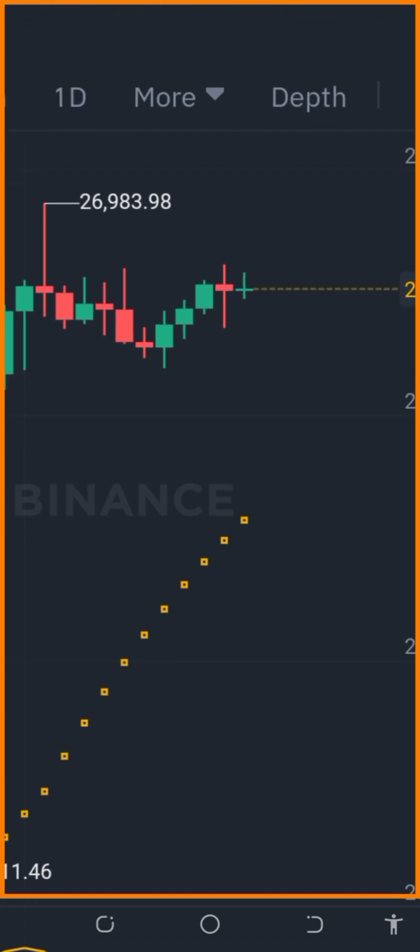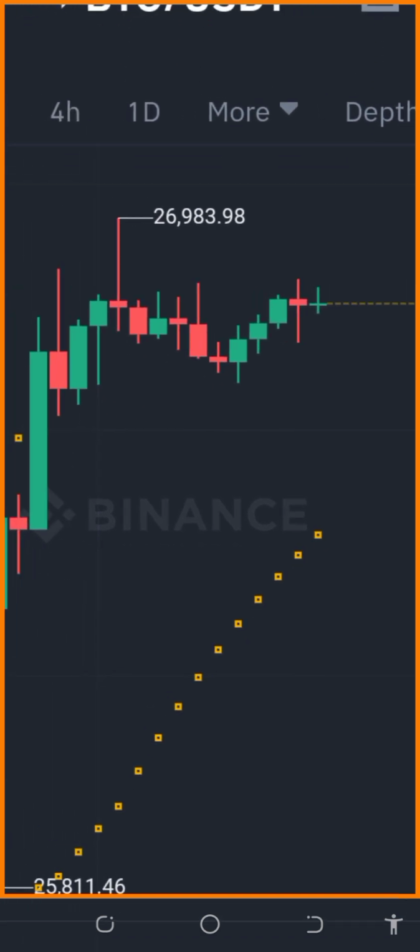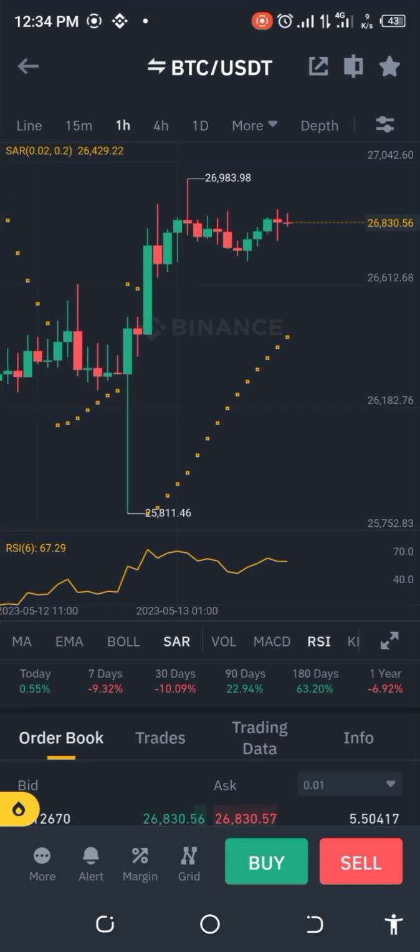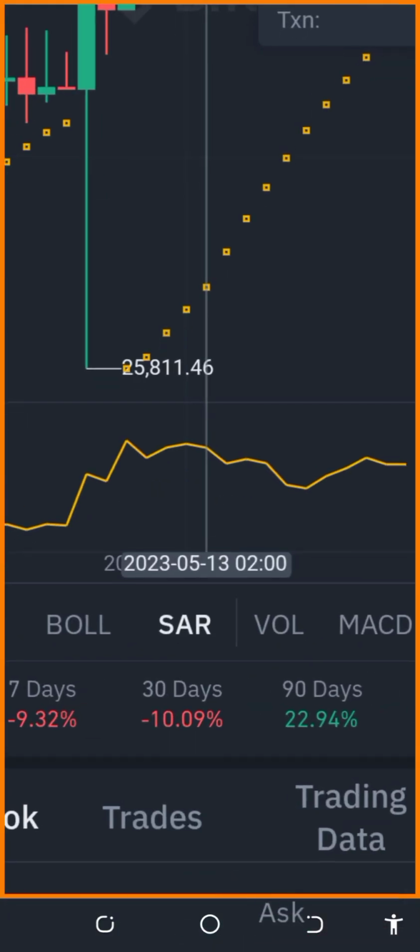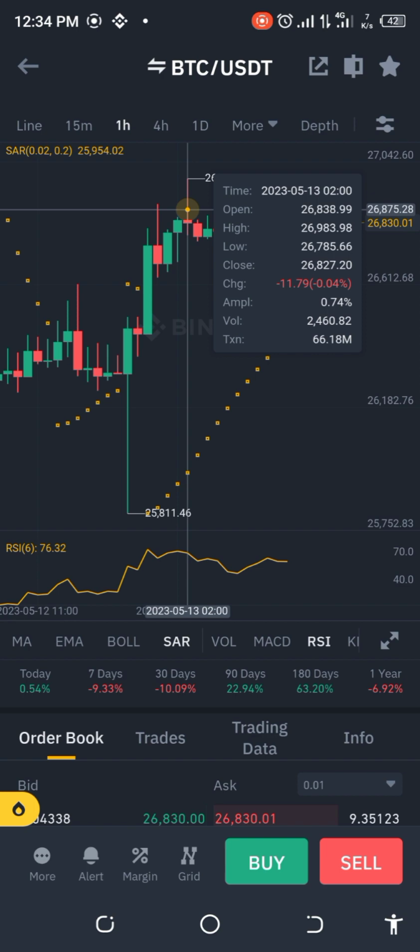So at that point, if you come in a bit more, you will see that it got to a height here. Look at this height of 26,983. Let's long press on that point and see. Okay, you can see here that it was still dancing. It wasn't yet very sure.